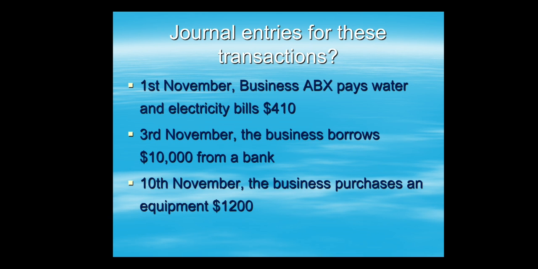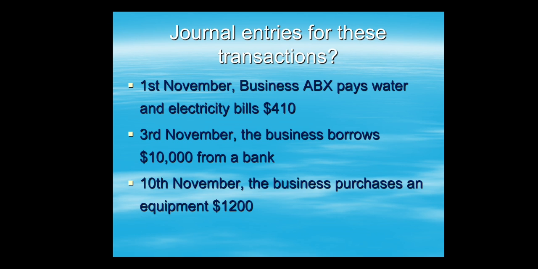Okay, we do several more. Let's say in 1st of November, business ABX pays water and electricity bills for $110. So what is the general journal entry for this? So when you want to do this, remember, you have to do the step 1 of the accounting cycle. What is the effect of this transaction on accounting equation?